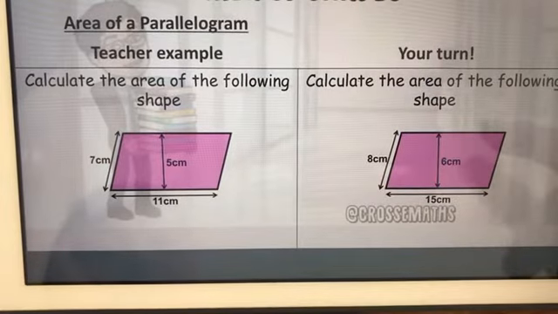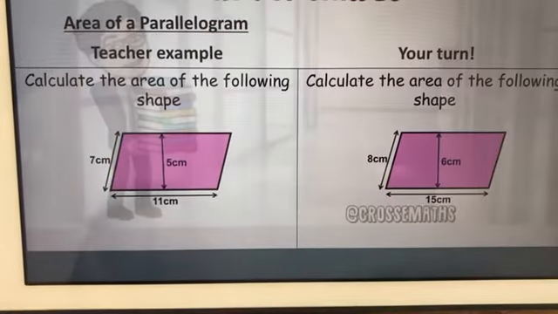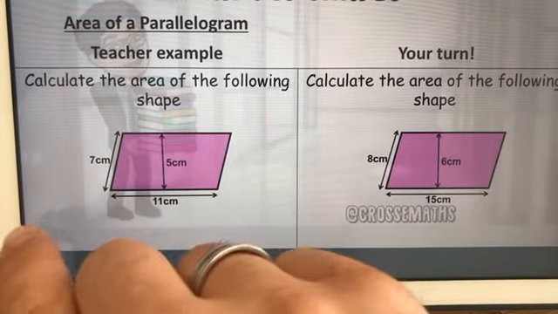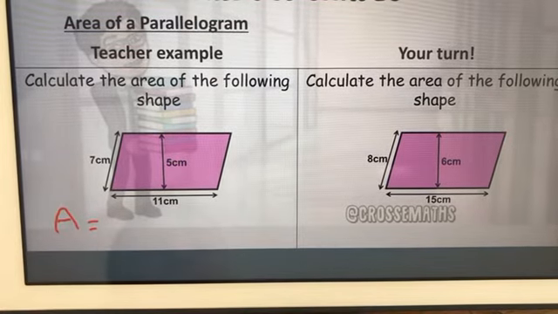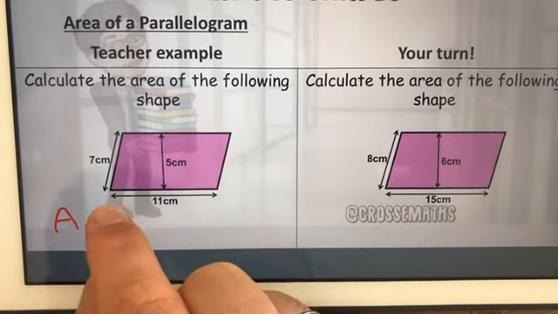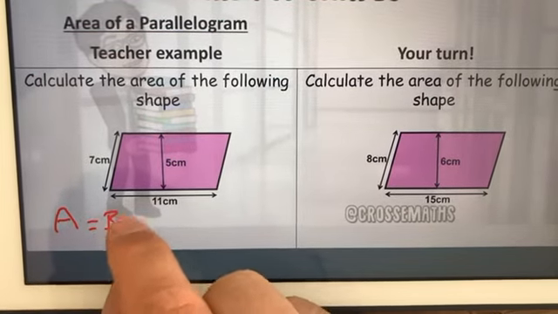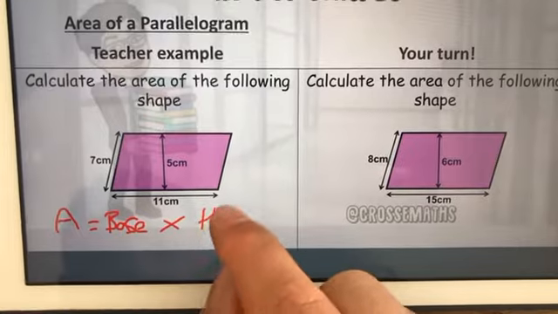Right then, so area of parallelogram, exactly the same thing. Now we're just going to be doing area, okay, for this one. All a parallelogram is a pushed over rectangle. Now the area doesn't change, and that's the important thing to note. So your area is base times vertical height.